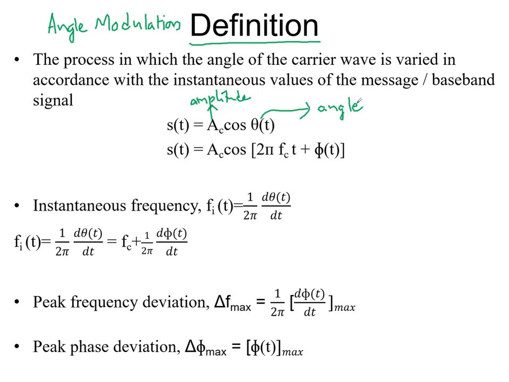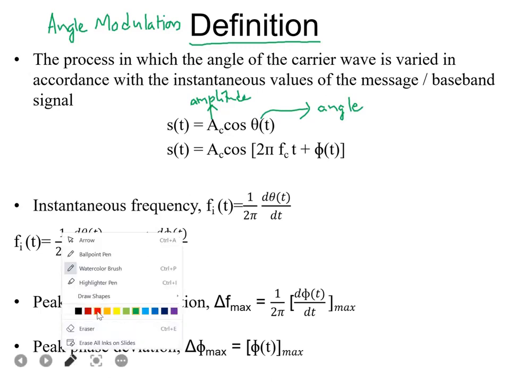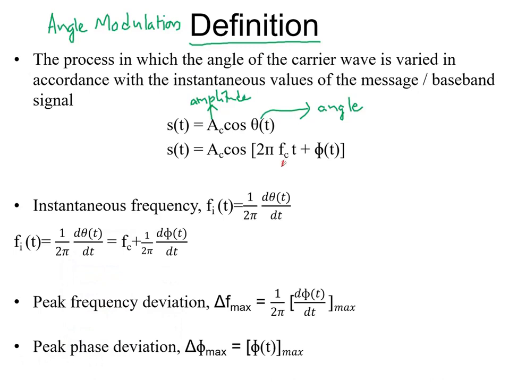Now how may the angle be further subdivided? The angle may be further subdivided into two different things, which you can express here as 2π fc t + φ(t), where fc stands for the frequency of the carrier, then φ stands for the phase of the carrier. That's why angle modulation may be of two different varieties. You can categorize them into two different things. One is the frequency modulation, the other one is the phase modulation.